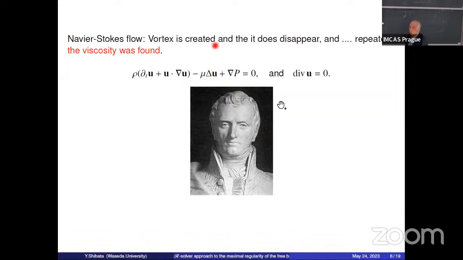Then finally, the famous Stokes correctly derived this mu Laplace u, which represents viscosity. So these are the so-called Navier-Stokes equations, describing the incompressible case. But anyway, how to solve it?